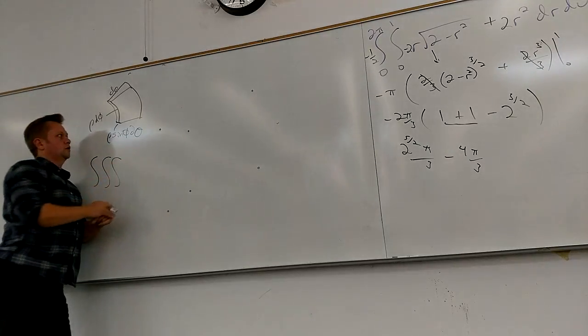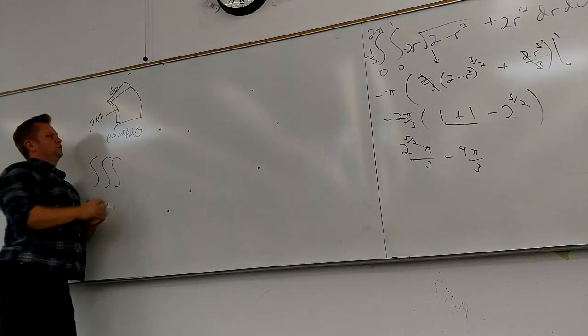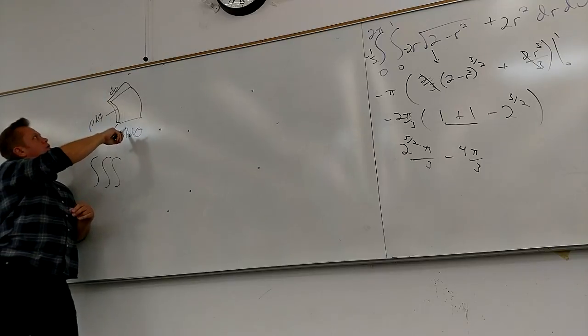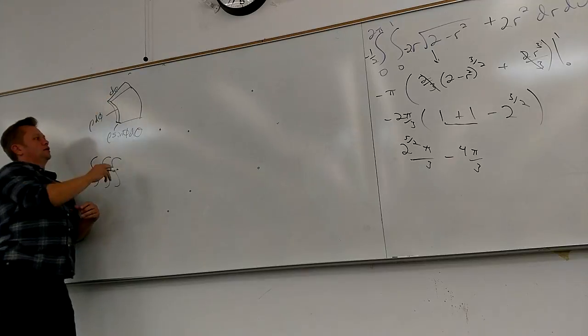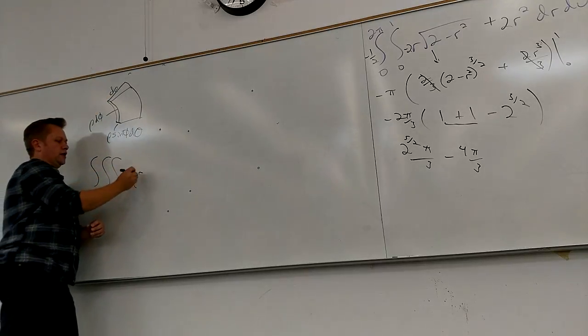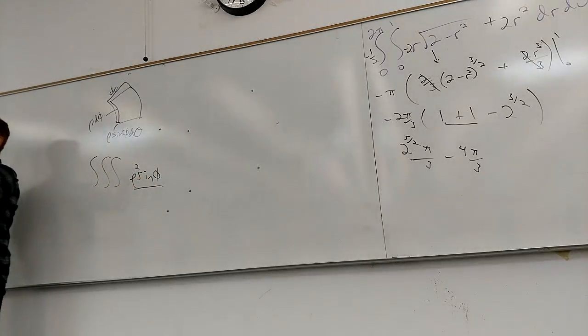Is that partial d theta? That's partial rho up top, right? No, that's definitely just d rho. So we get rho squared sine phi. That piece there is related to the r that you put in for cylindrical.